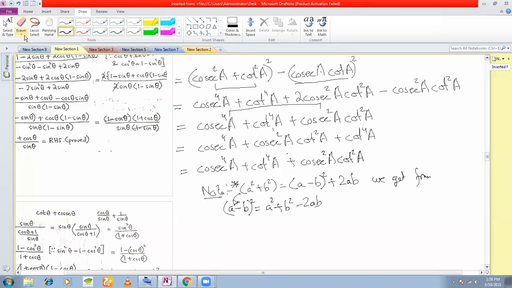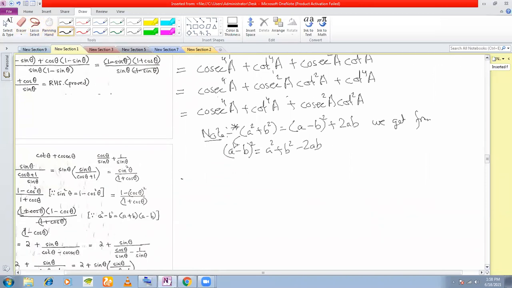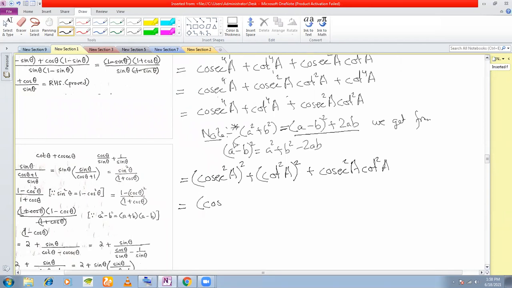Fine. So now cosec to the power of 4 plus cot to the power of 4 can be written as cosec square a whole square plus cot square a whole square. So this is a square plus b square form. And a square plus b square is a minus b whole square plus 2ab. So cosec square a minus cot square a whole square.